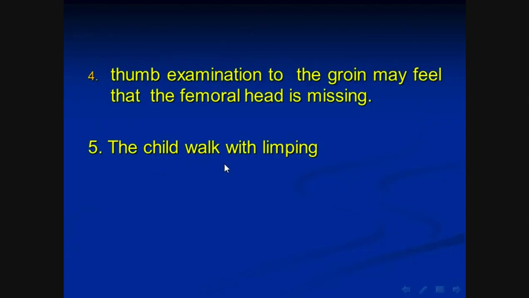If it is unilateral, the child walks with a limping gait, and if it is bilateral, the child walks with what we call, in bilateral dislocation of the hip, waddling gait. Excellent. Waddling gait.